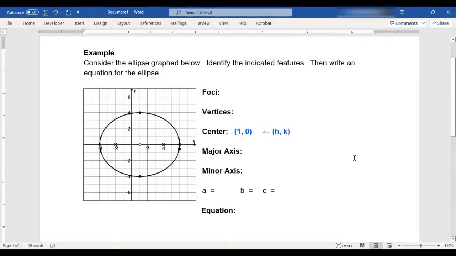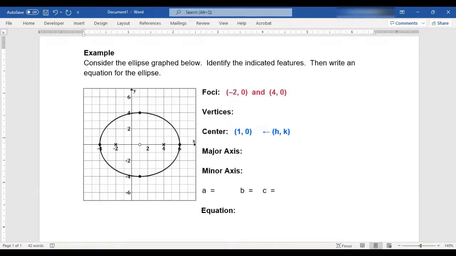Next, let's look for the foci. So the foci are those little X's that have been graphed. Sometimes they are graphed for you, sometimes they are not, and you have to do a little bit more work finding them. But in this case, they've been given to us. So we've got -2, 0 and 4, 0. Those are our two foci.